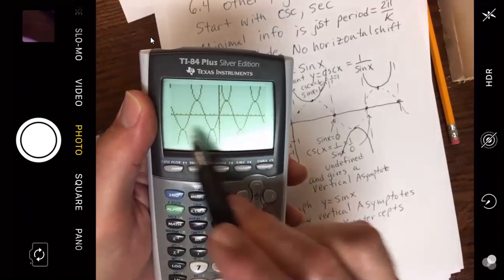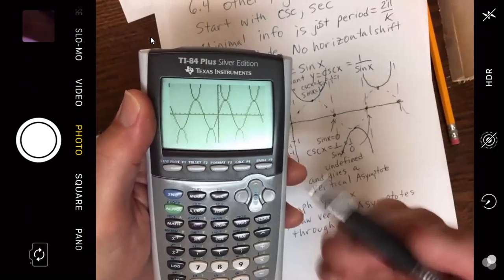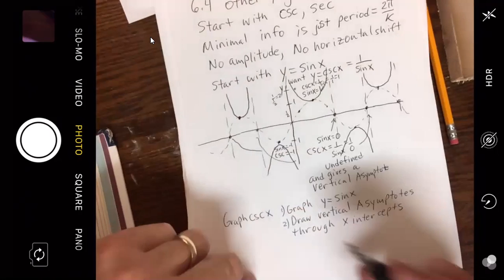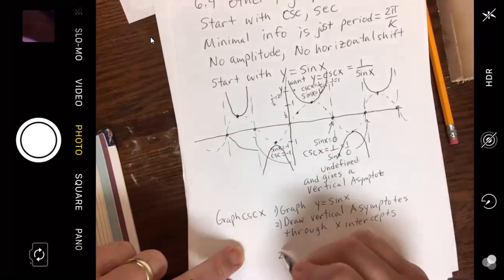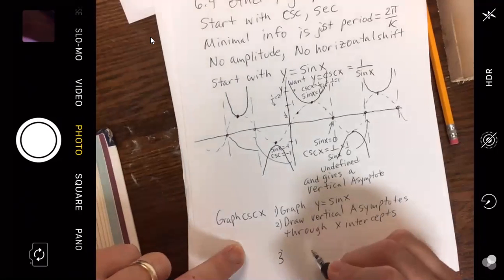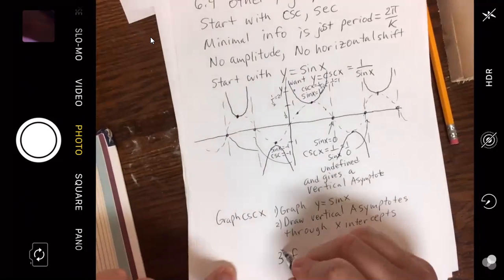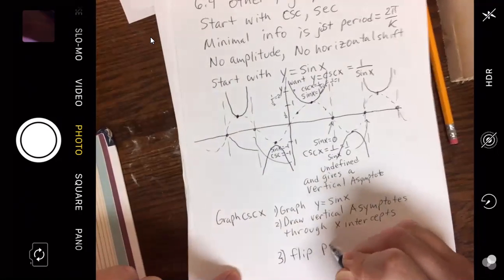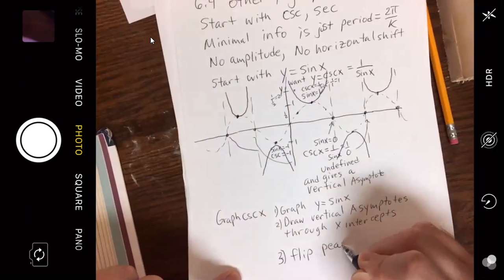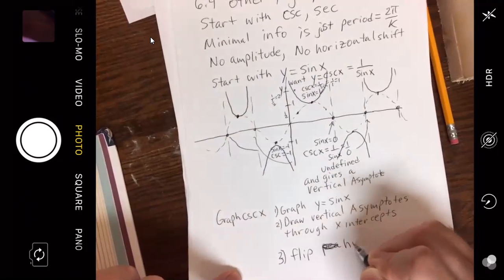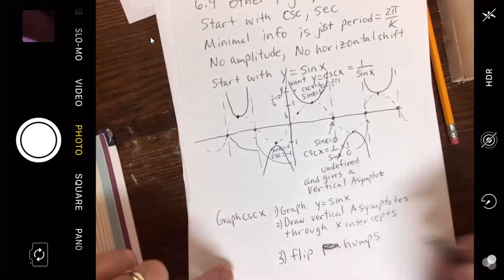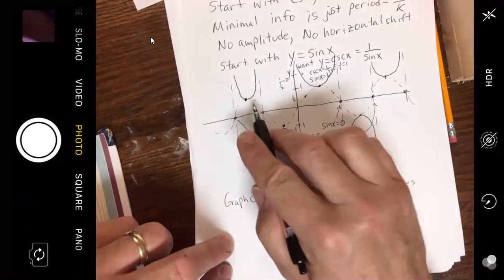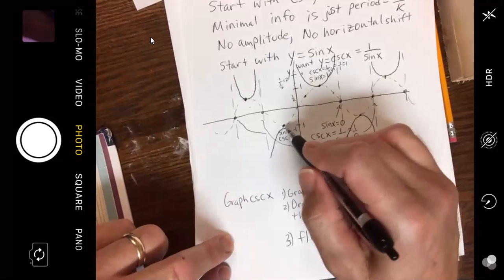And by the way, this works the same for the cosine. The same idea. And then you can say flip the peaks up. Or in effect, I like to say flip the humps. Up humps flip up, down humps flip down.